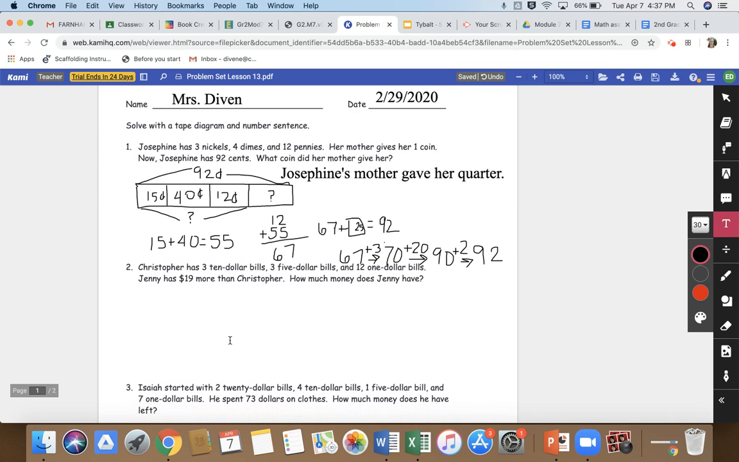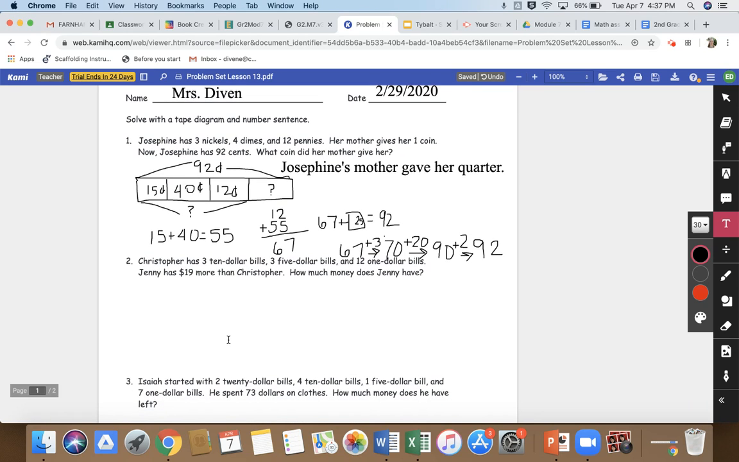Okay, so number 2, it's moving us into dollars now. It says Christopher has 3 $10 bills, 3 $5 bills, and 12 $1 bills. Let's just start there. Okay, we're going to do our tape diagram and we're going to represent Christopher here with a C. I'm drawing my tape diagram.